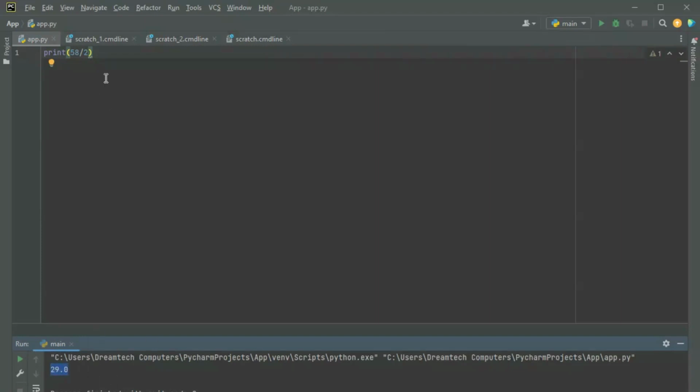And now we will try by multiplying the two numbers. The answer is 116.